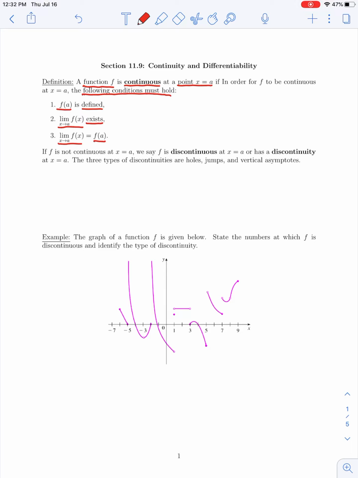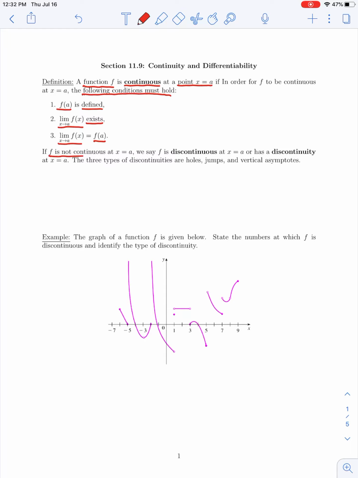So that is, the function needs to be defined at that x value. The limit of the function must exist as we're approaching x equals a. And provided that both of those values exist, they must be equal to each other. That is, the limit of the function has to be equal to the value of the function at that point.